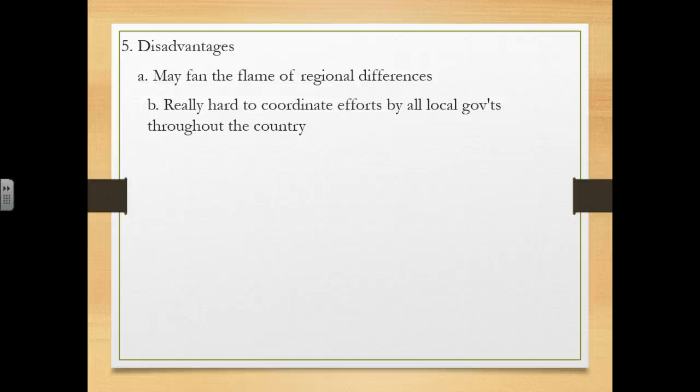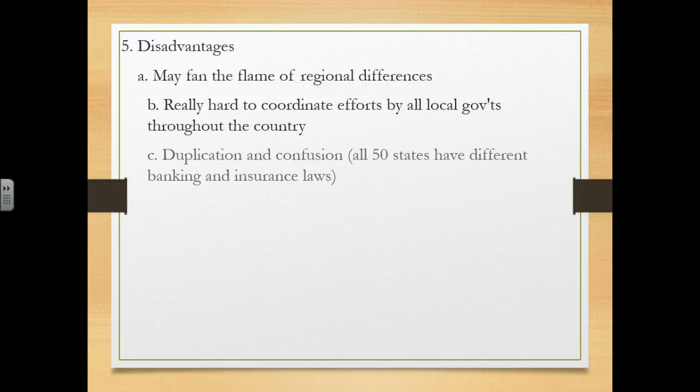If you want suddenly for all of the garbage or some sort of conservation efforts to occur in every single city, well, it's going to take a long time for each city to adopt that particular practice. All 50 states have different banking and insurance laws, so sometimes it can be more expensive for businesses trying to do business in multiple states.